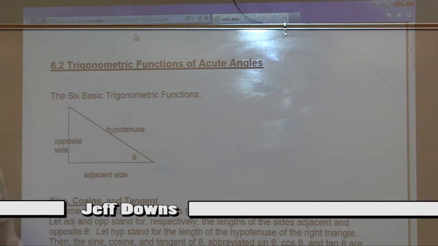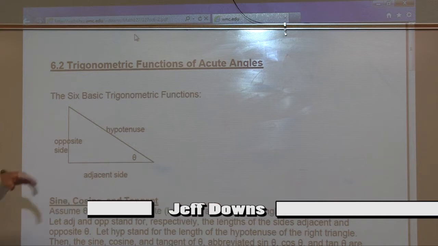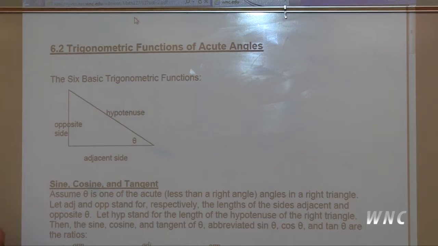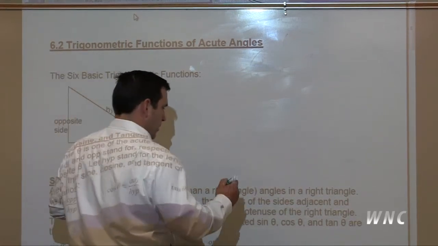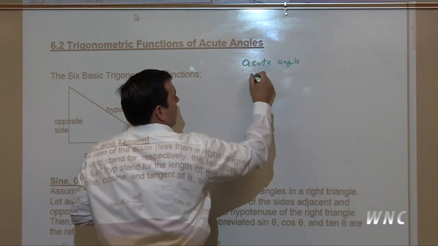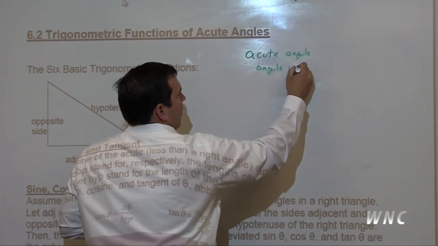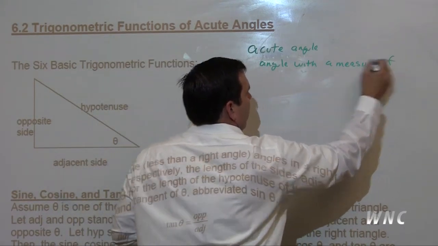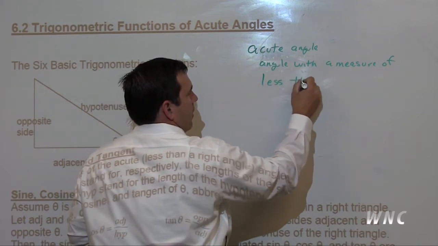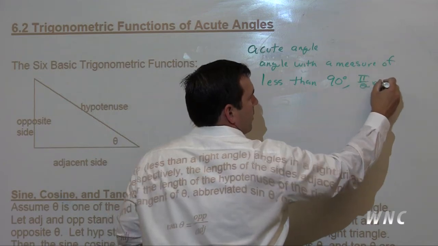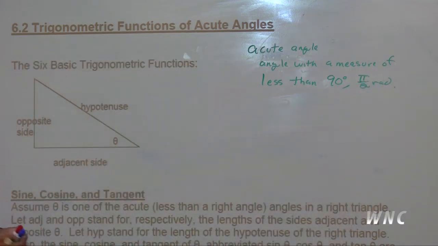Hi, welcome to 6.2. We're going to talk today about trigonometric functions of acute angles. Just to recall, an acute angle is an angle that's less than 90 degrees. So let's just say that. Acute angle: it's an angle with a measure of less than 90 degrees, which is also pi over 2 radians.